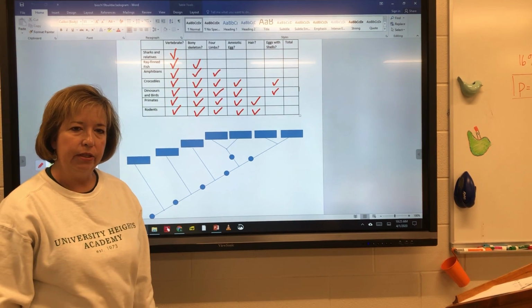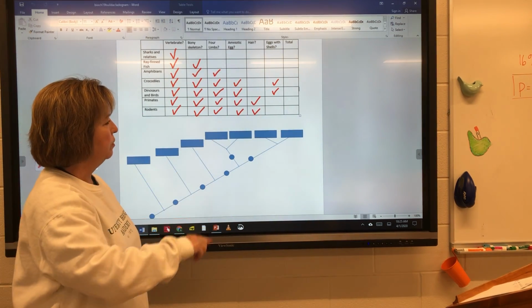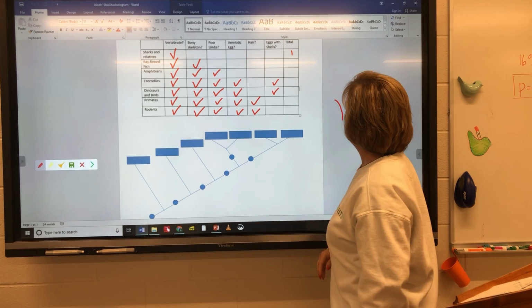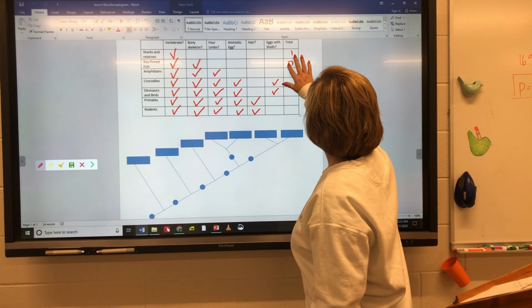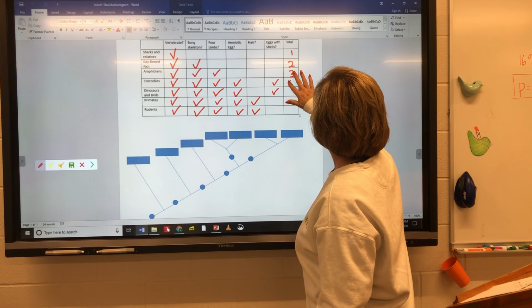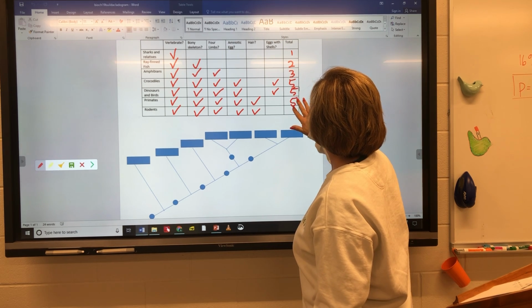So now what we need to do is total up the number of checks across each row. As you can see, the sharks and their relatives, they only get 1. The ray fin fish get 2. The amphibians get 3. We've got 5, 5, 5, 5.